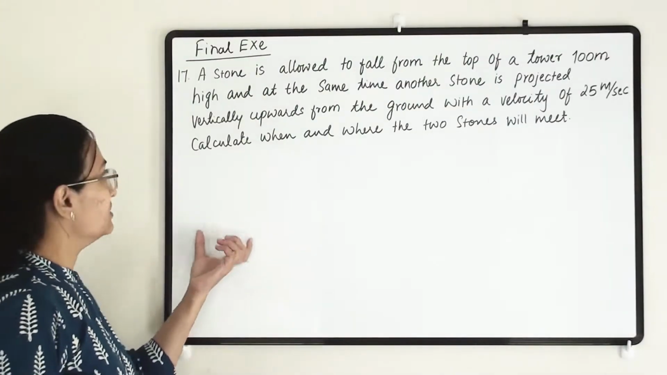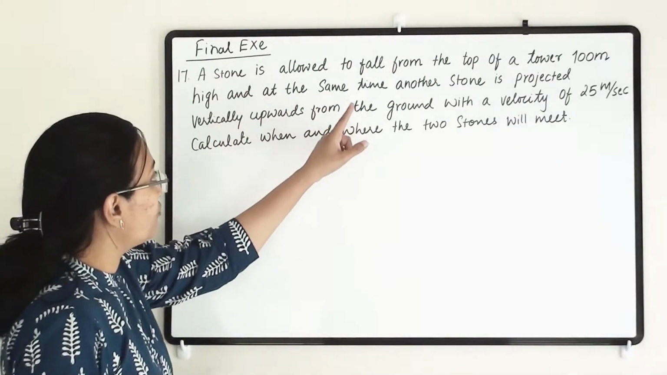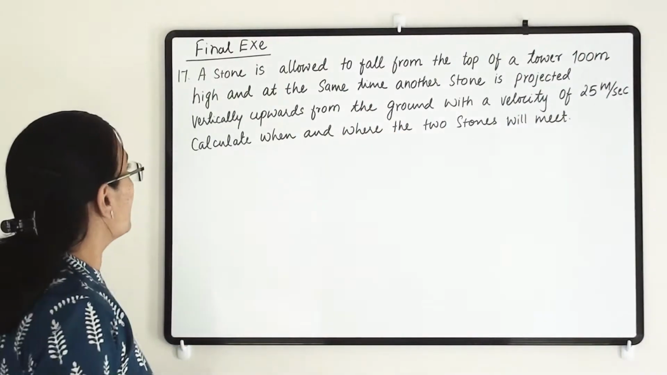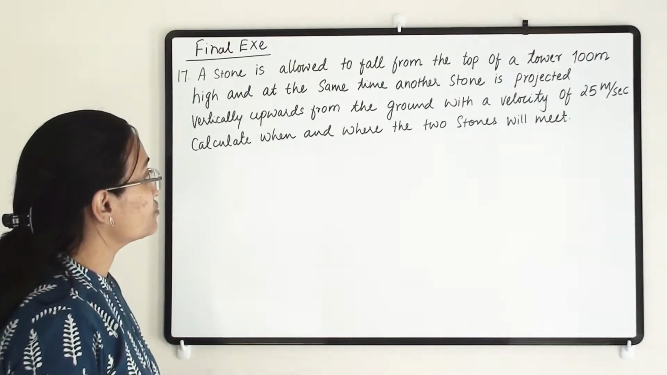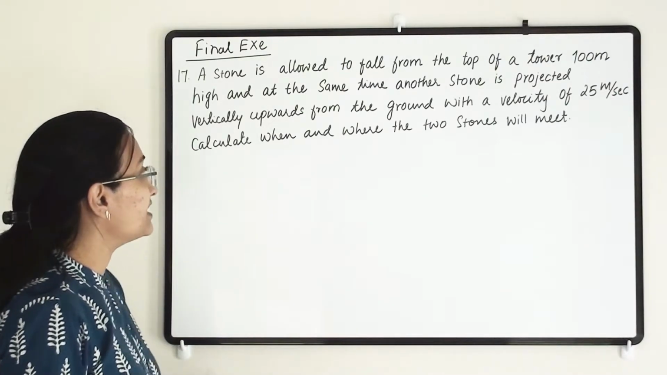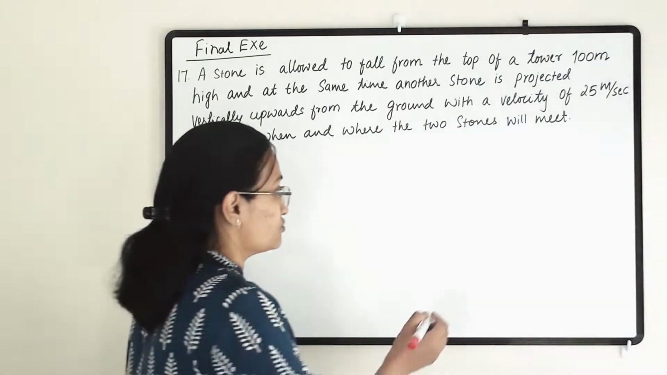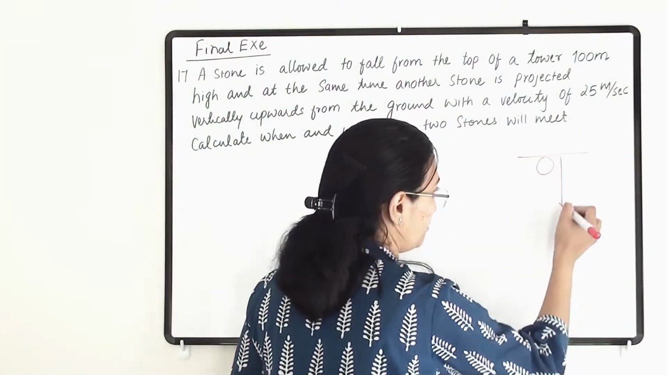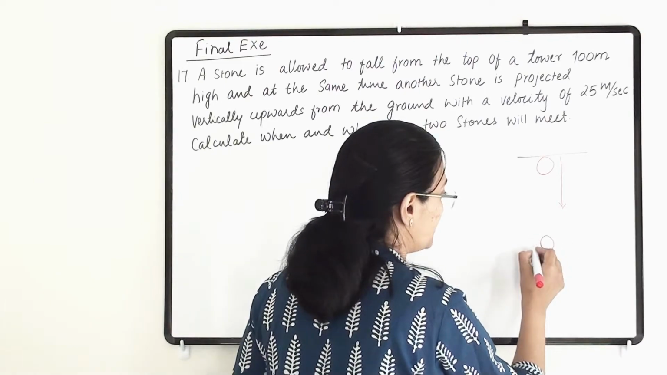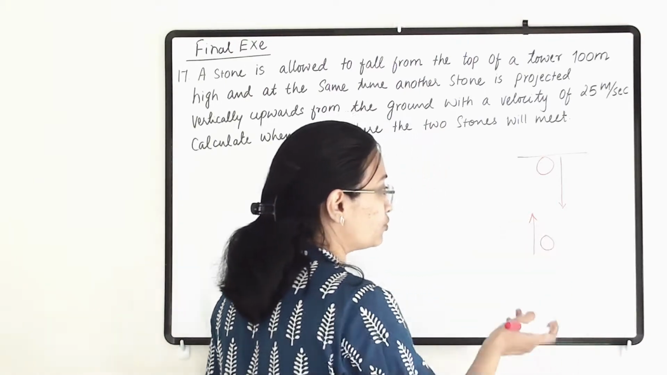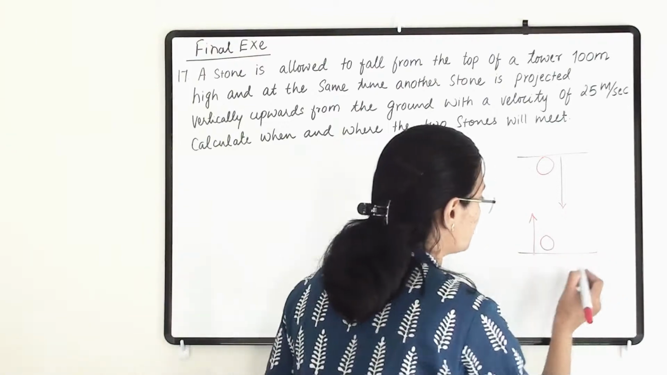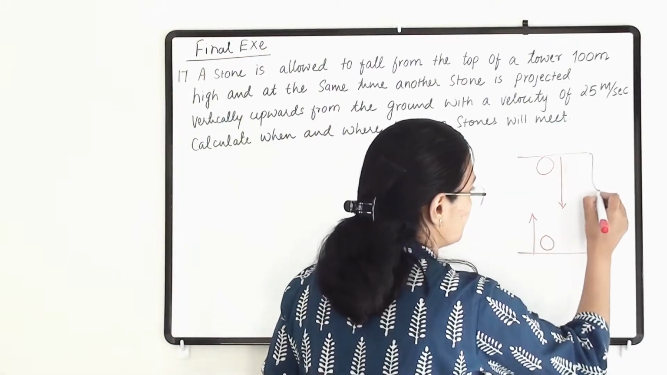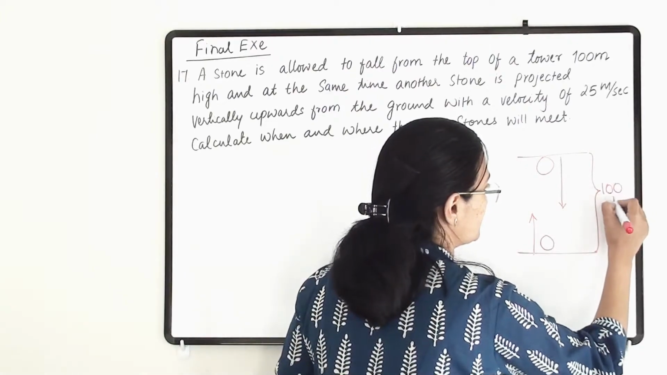Question number 17. A stone is allowed to fall from the top of a tower that is 100 meters high, and at the same time another stone is projected vertically upward from the ground. So two stones are there, one that is falling from the top and one stone we are throwing upward. So two different stones are there and this height is total 100 meter.